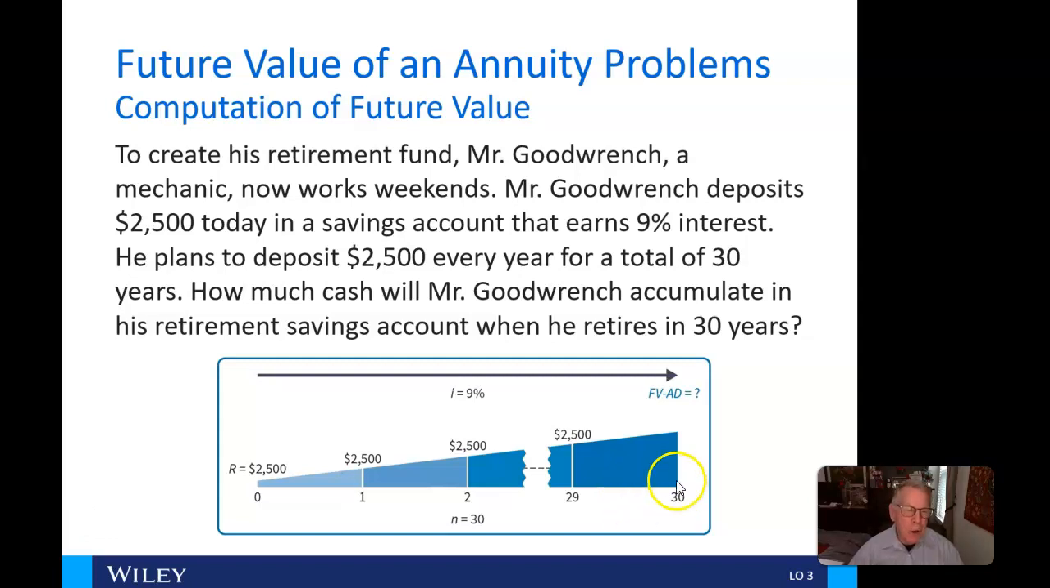Hi, everybody, and welcome back to video number 5 in Chapter 5. When we left off, we were looking at computing a future value for Mr. Goodwrench. He deposits $2,500 today in a savings account and earns 9% interest. He plans to deposit that every year for a total of 30 years. How much is he going to have? Now, we know we need to adjust for the fact that he deposited it today. So let's take a look.